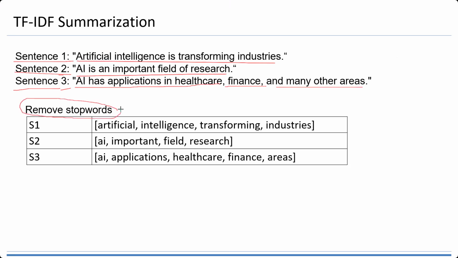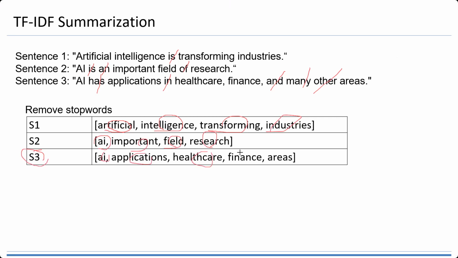Let me just remove the stop words. If we remove the stop words, it means we remove is, an, of, okay, has, in, an, many, other. Okay, so we remove those. Then the remaining words will be: artificial intelligence transforming industries. For sentence 2, we have AI, important, field, research. In sentence 3, AI, applications, healthcare, finance, and areas.